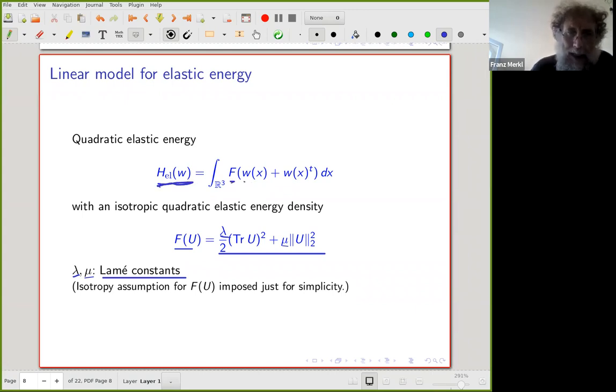of the symmetric part of our linearized orientation field of the crystal. So it's insensitive to the antisymmetric part, which means that linearized rotations are not seen by the elastic energy. So this is quite standard in linearized elasticity theory. So it's just a standard elastic energy for an isotropic crystal in linear elasticity.